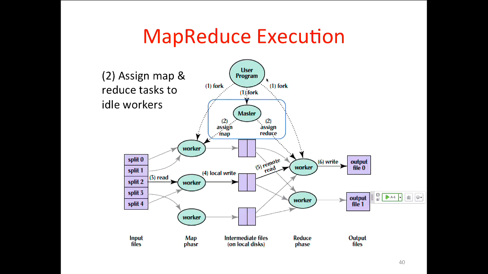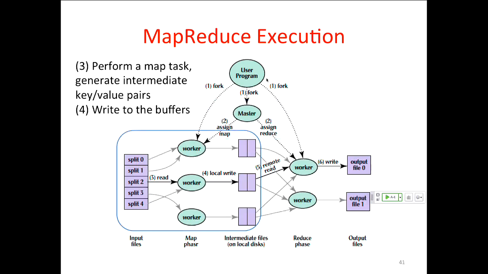The master server controls the entire task. It assigns map and reduce tasks to idle workers in a warehouse scale computer. Then we can do map tasks in parallel. These map workers perform map tasks and generate intermediate key value pairs, and then they write the result to the buffers here.